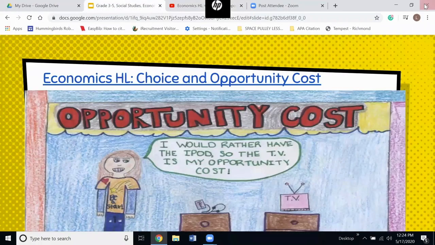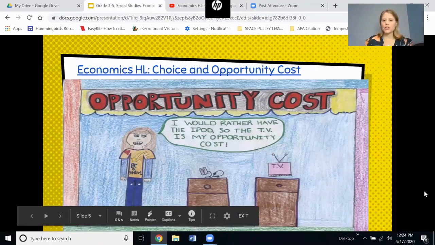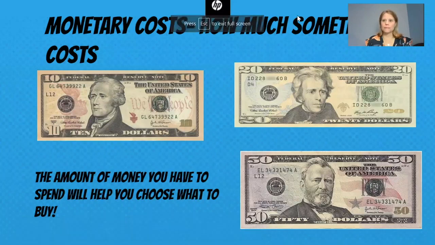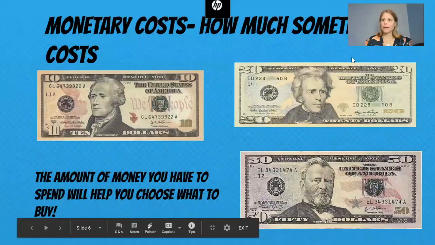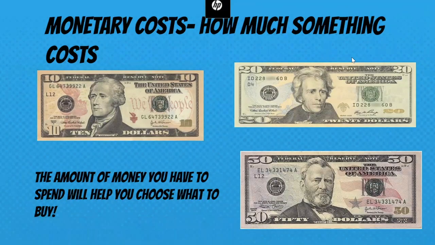So, I hope from watching that video you have a better understanding of what opportunity cost was. And now we're going to look at monetary costs. So, pardon me, I got a little ahead of myself. So monetary cost is how much something costs. Sounds easy enough to remember, right?